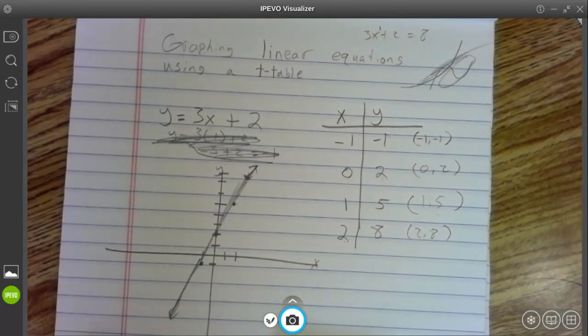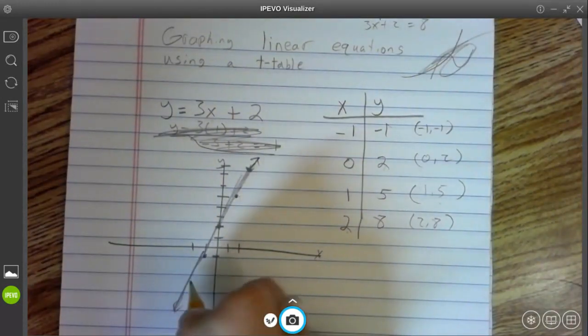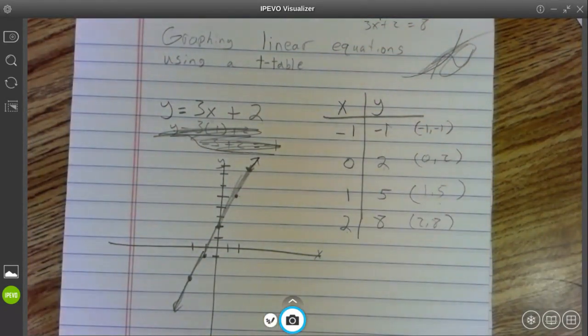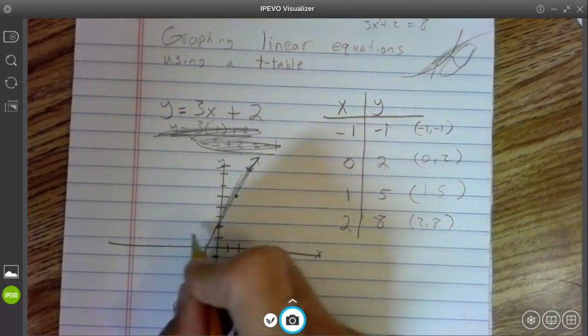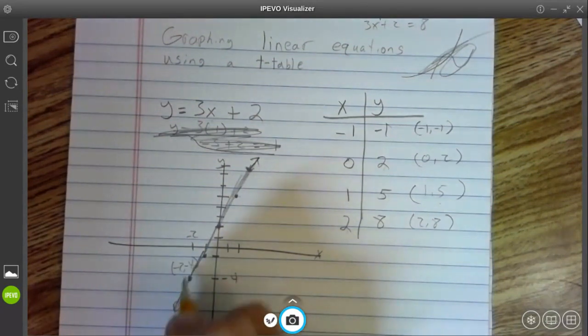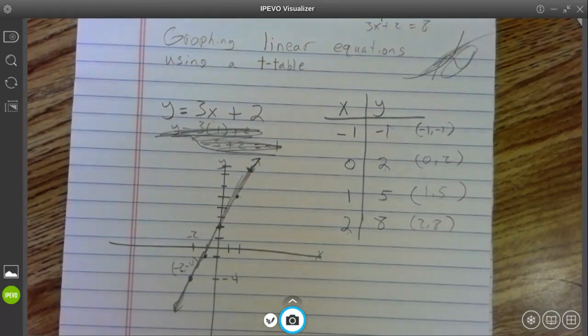So any point that is on this line, let's say it's -2 for x. Let me figure out what this is going to be. -2 for x and -4 for y. So -2, -4. That will be a solution for this equation.